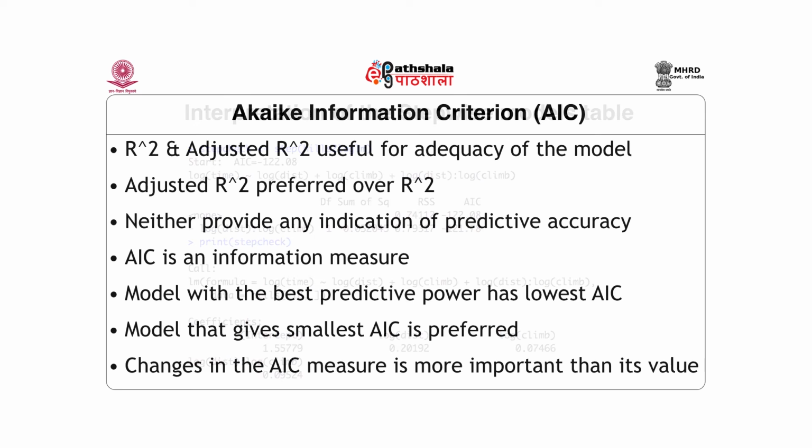So in order to summarize everything, we say that the R-square and adjusted R-square are useful, and adjusted R-square should be preferred over the raw R-square. Akaike information criterion is a performance measure of the model. The model with the best predictive power has the lowest Akaike information criterion. But what is more important is that the changes in the Akaike information criterion are more important than the raw value of the Akaike information criterion.